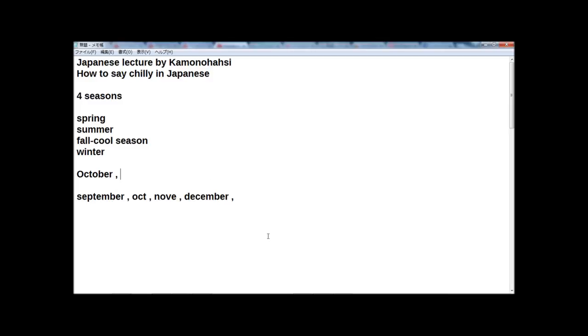but it gets cold gradually. In such a season, we feel chilly. Then how do we express that in Japanese? It is, chilly in Japanese, hadazamui. Hadazamui.